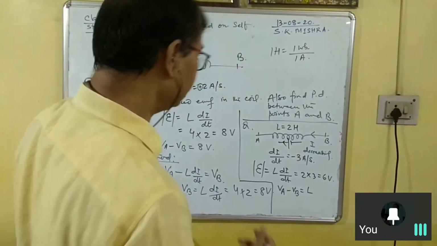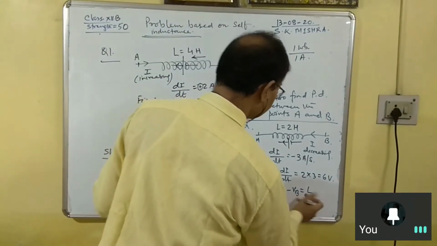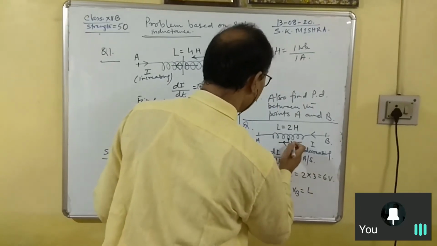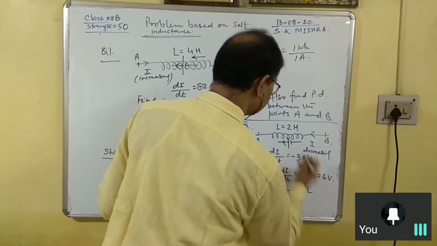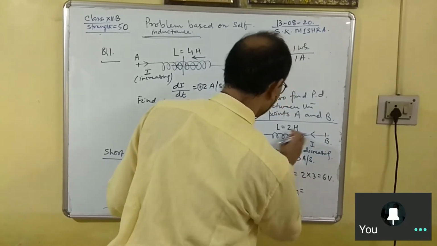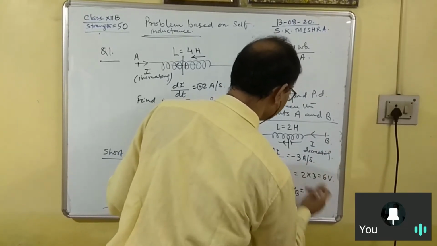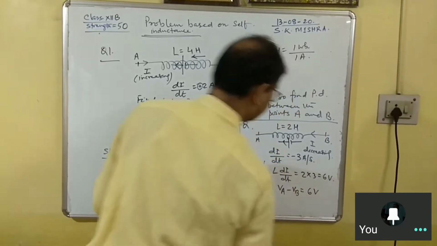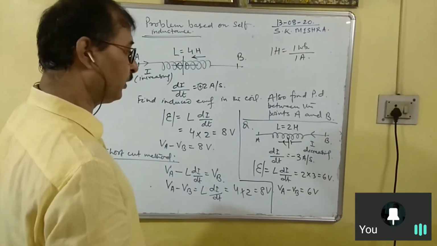So then VA minus VB is what? L di by dt. Since the positive terminal is coming first, again it is how much? 3 into 2, so 3 into 2 is 6 volt.